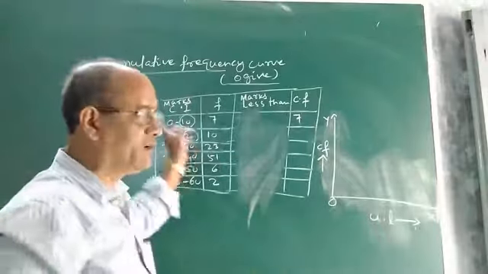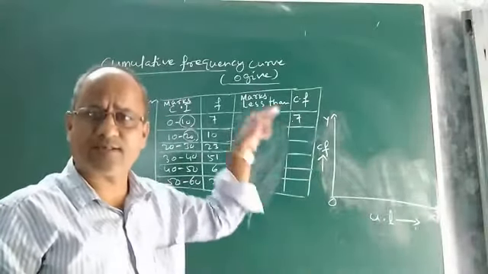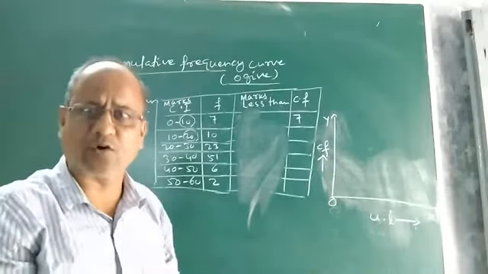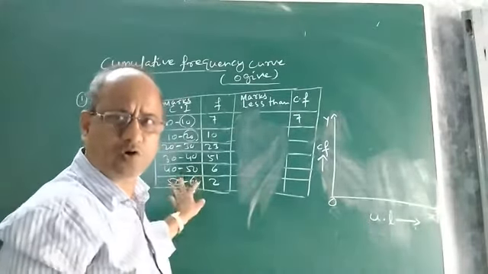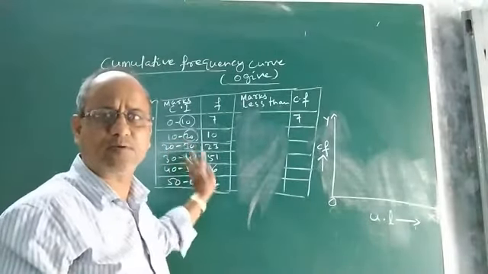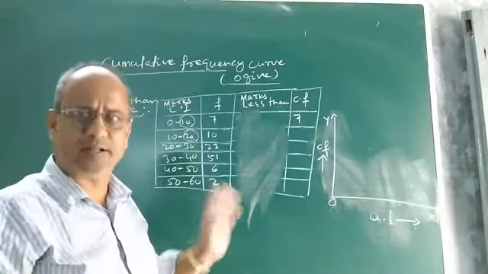Now the question is, draw the less than type ogive or less than type cumulative frequency curve. So how do we do it? What are the steps you will follow in order to draw the less than type ogive of this continuous frequency distribution? See, let me tell you.